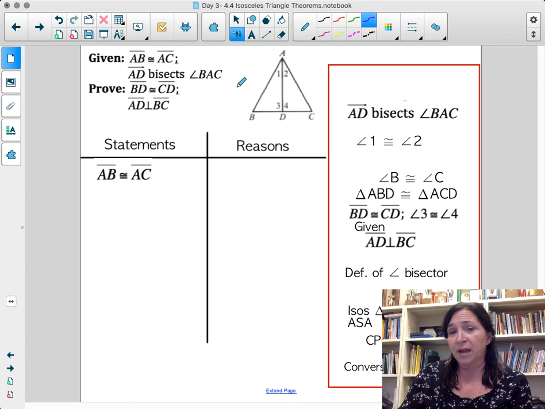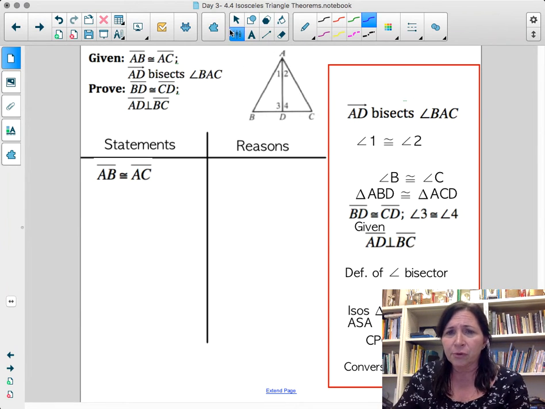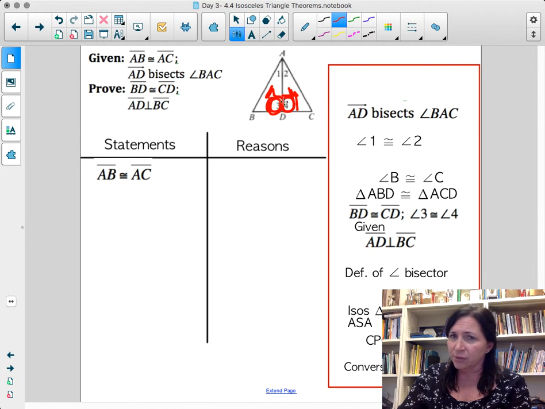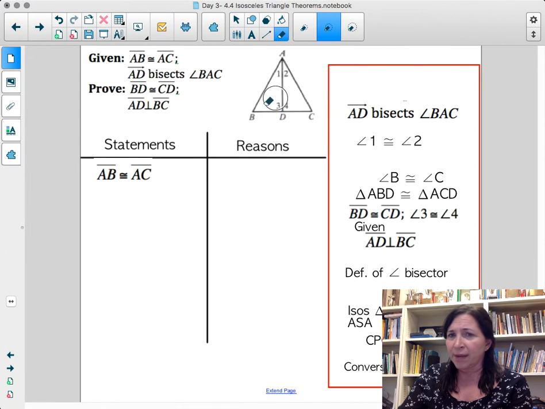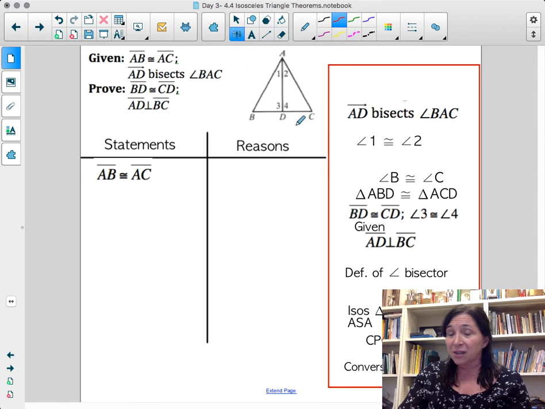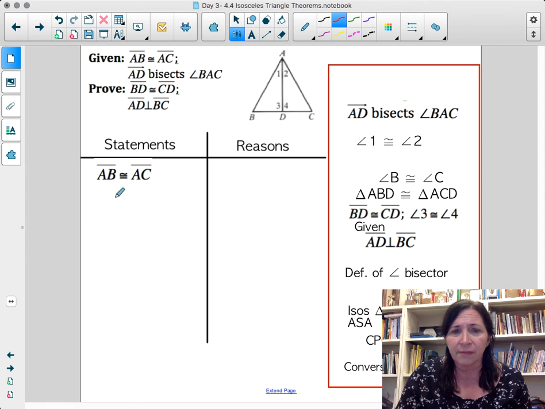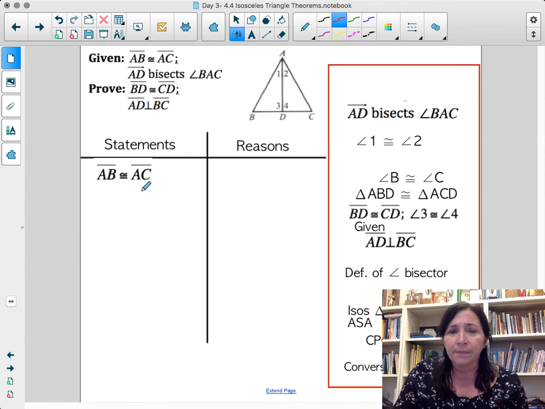So this is actually a really great proof. This proof is saying that first we're trying to prove a couple of different things. We're trying to prove that BD is congruent to CD. Well, I can do that by saying this triangle is congruent to this triangle. I'm also trying to prove that this is perpendicular to this. Well, I can do that by saying 3 is congruent to 4. And that means if they're right next to each other, they're adjacent congruent angles, which means that they form perpendicular lines. And that's the converse of the perpendicular line theorem.